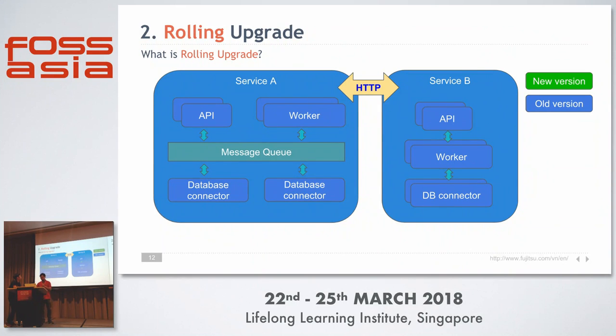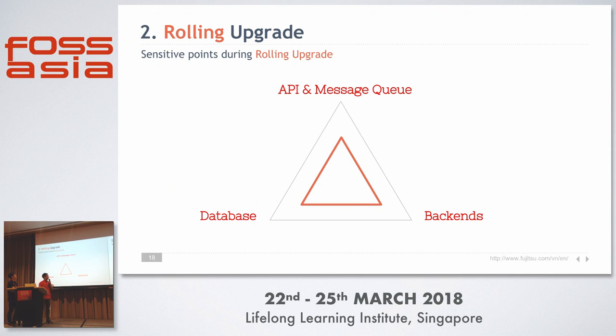So how do rolling upgrades work? Imagine we have two services, A and B, and both communicate with each other via HTTP. Inside each service, we have some components that communicate with each other via message queue. When service A and service B are serving the user, we can upgrade the system part by part, and this is transparent to the user layer. Be aware that during the upgrade process, we will have two versions, and both versions will communicate with each other. So we need to care about the API interface, and we need to care about the database. That's why during the upgrade, we have some sensitive points around the API and message queue.